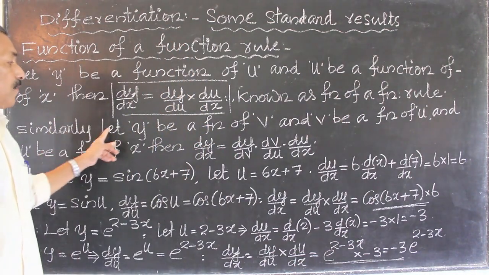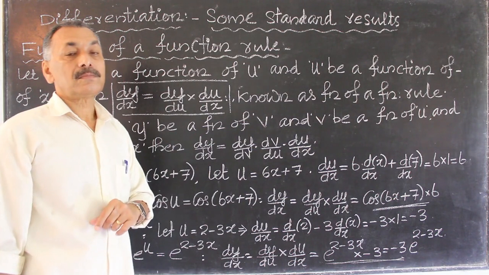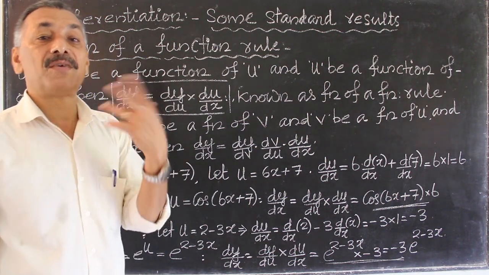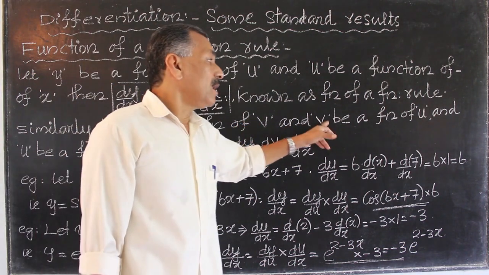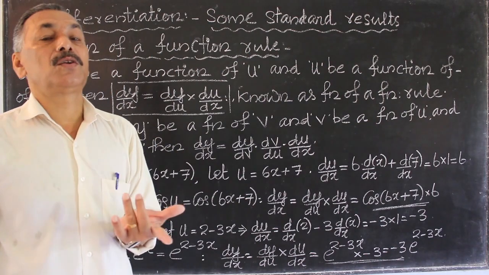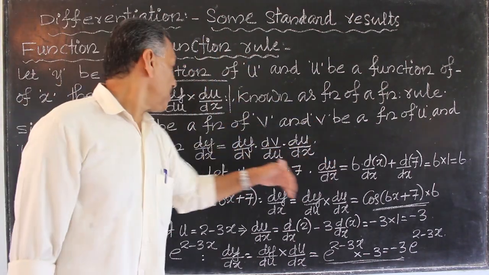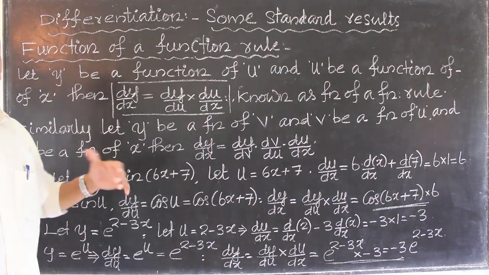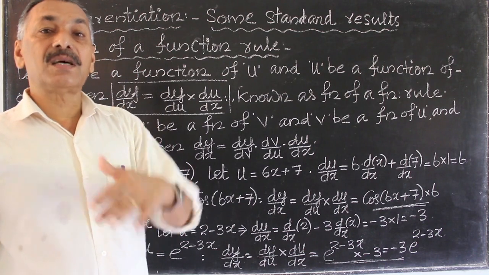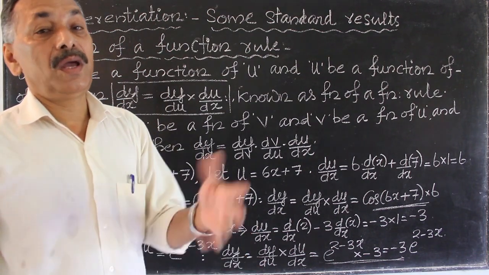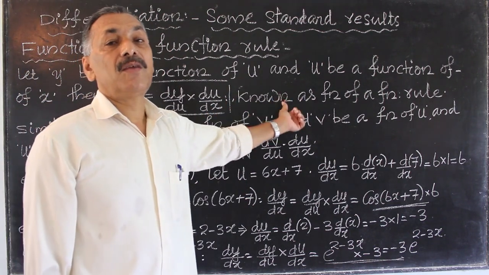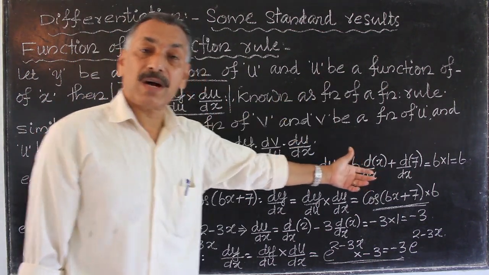Similarly, let y be a function of v, and v be a function of u, and u a function of x. y is a representation of v, v is a representation of u, and u is a representation of x. That is, y be a function of v, a function of u, and u be a function of x.